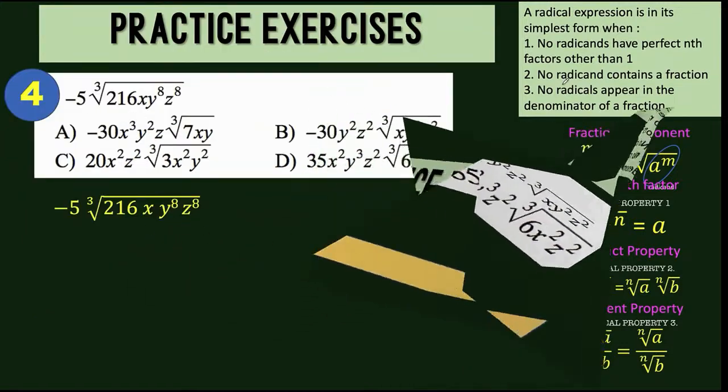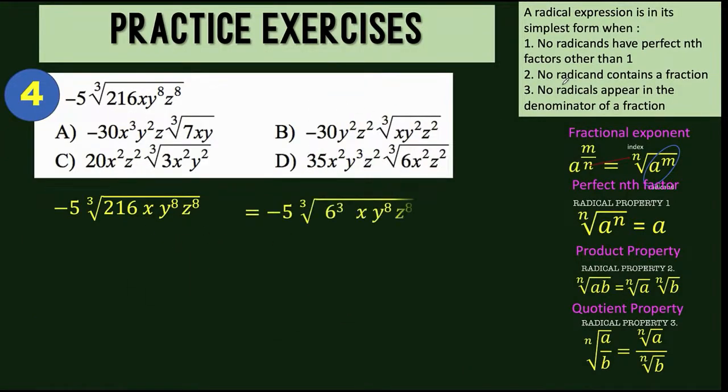Let's do this together. So we write this as negative 5 times the cube root of the exponential form of 216 is 6 cubed, and just copy all the rest. Then take note that the index is 3, so we want this 8 and this 8 to be split in such a way that one of the exponents is divisible by 3. So it would look like this now. This y to the 8 becomes y to the 6 times y squared. This z to the 8 becomes z to the 6 times z squared. 6 is divisible by 3, and 6 plus 2 is this 8.